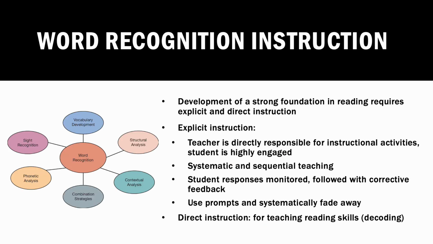So, when discussing instruction in the area of word recognition, many things are similar to what we discussed in chapter 2. So, discussing this really important aspect of having explicit and direct instruction. So, that explicit instruction where the teacher is directly responsible for the instructional activities and the student is highly engaged, it's systematic, it's sequential. Students' responses and feedback are monitored. They're followed with corrective feedback, use prompts, and fade them as needed. And then also that direct instruction for teaching reading skills.